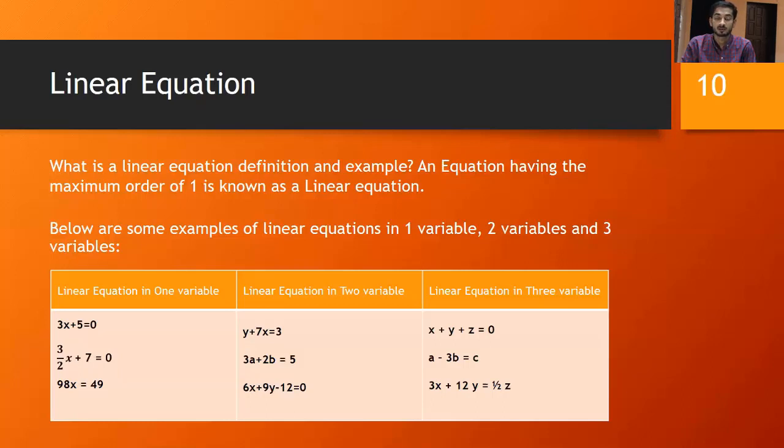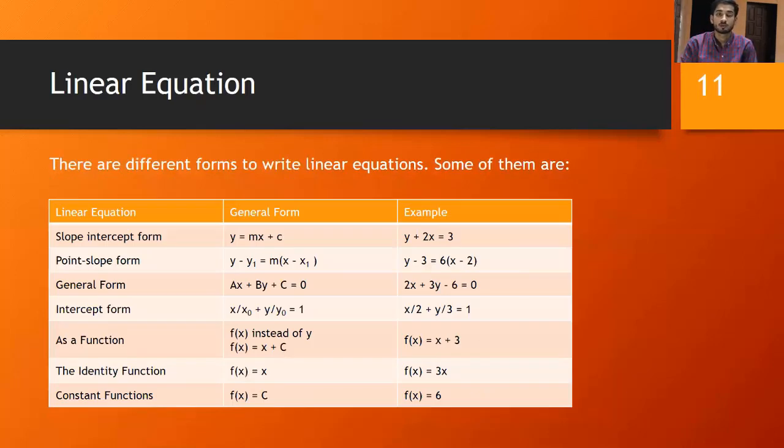So on the right side, we have linear equations with three variables. x + y + z = 0. So x, y and z are three variables. a - 3b = c. 3x + 12y = 1/2, 3.